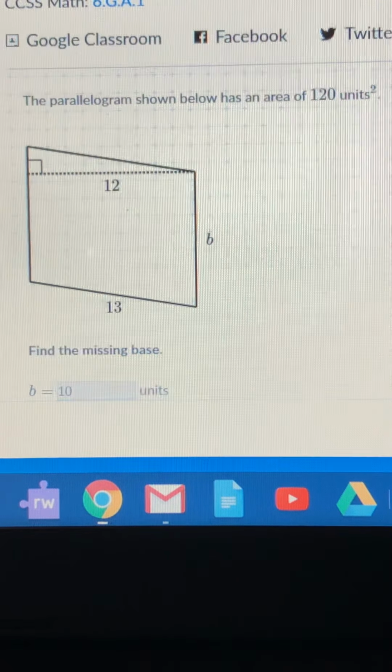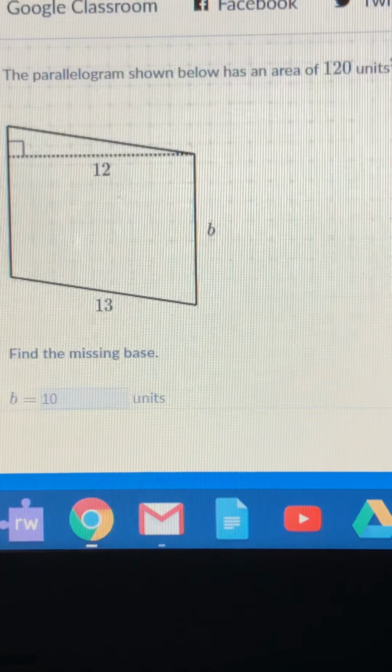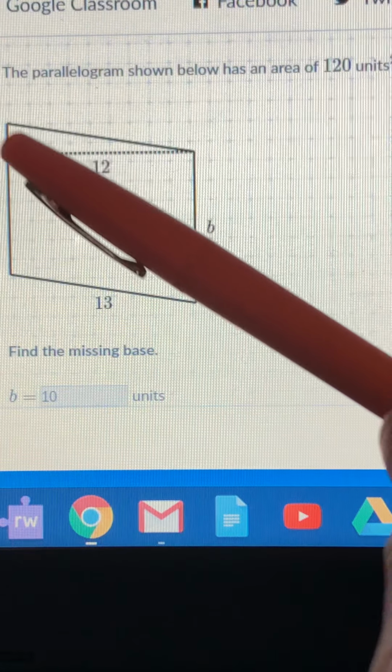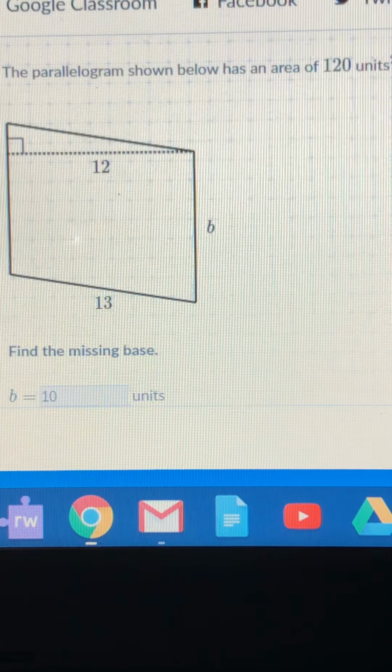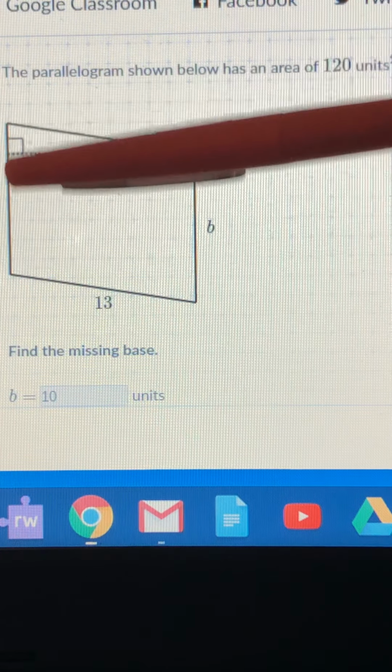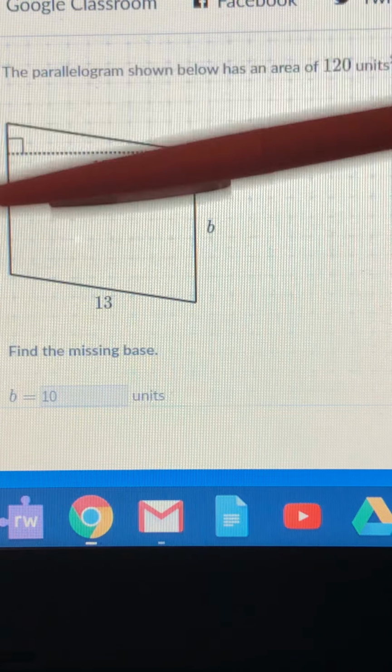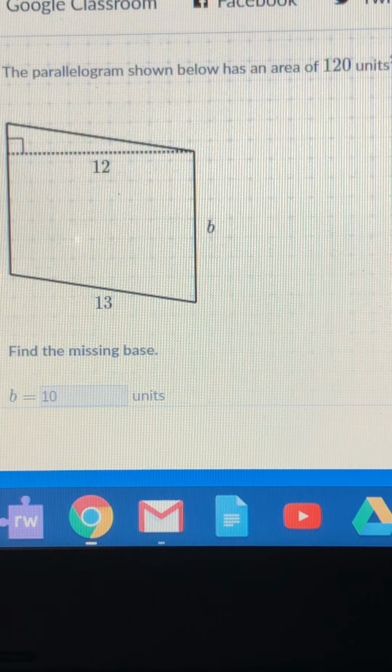The reason why we know that the height is 12 is because we have a dotted line here that leads right to a 90-degree angle, or a right angle. That would mean that it is perpendicular to the base. This base is equal to that base. The height is perpendicular to the base, creating a 90-degree angle.